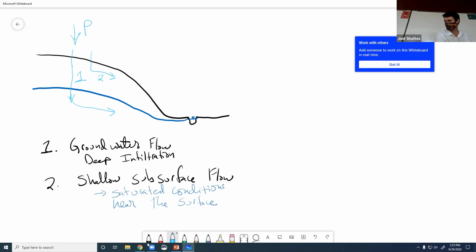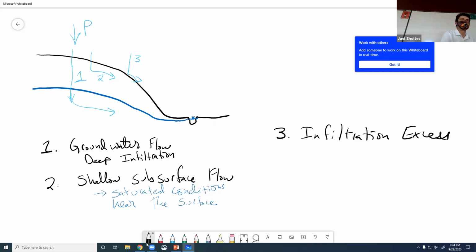We can also have 2 different types of runoff. Runoff just simply means it's going to run off the soil, off the surface. The first one I'll talk about is number 3, and that's going to be called infiltration excess. That's what we've been talking about, where the infiltration capacity is exceeded by the precipitation, and therefore we get overland flow. Overland just means on the surface. This is also known as Hortonian. Horton was a hydrologist who published on this process.